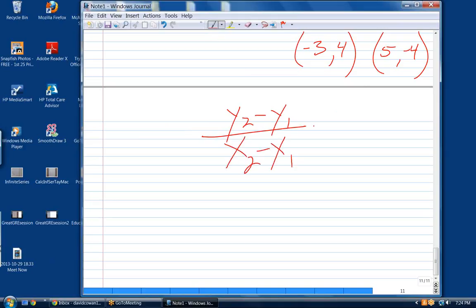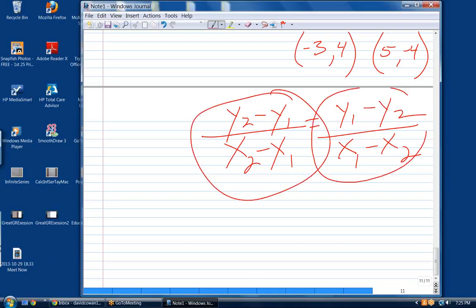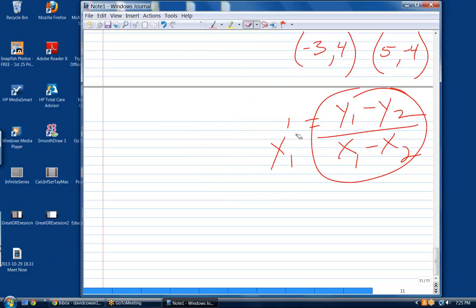But actually we can do it this way if we want, as long as you're consistent. You see the difference between these two? In other words, I can do this minus this over this minus this, or I can do this minus this over this minus that. So be consistent.